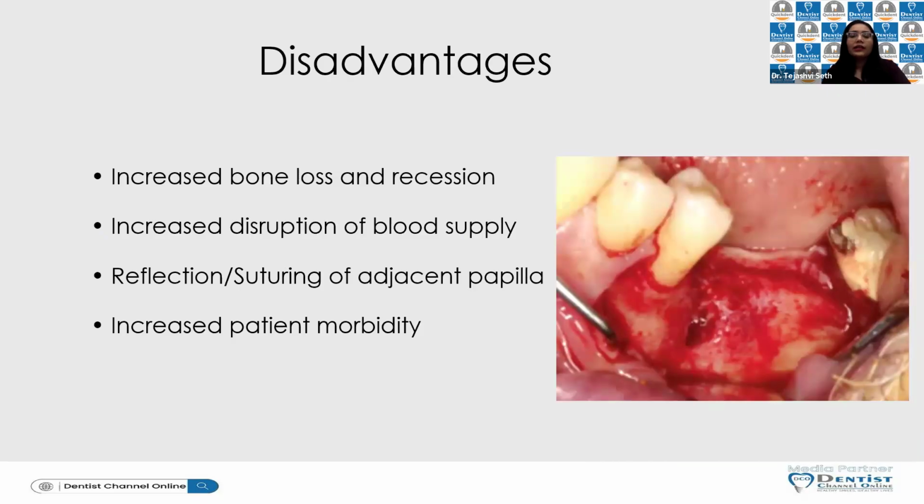Now coming to the disadvantage, this will definitely cause bone loss and recession. Though the bone loss and recession will be very small, even less than 1 mm, when you are reflecting the periosteum and there is disruption of blood supply, some amount of bone loss will occur. And since the reflection is till your mucogingival junction, there is an additional incision line. The amount of edema that you might get is comparatively much more than other flaps that we have discussed.